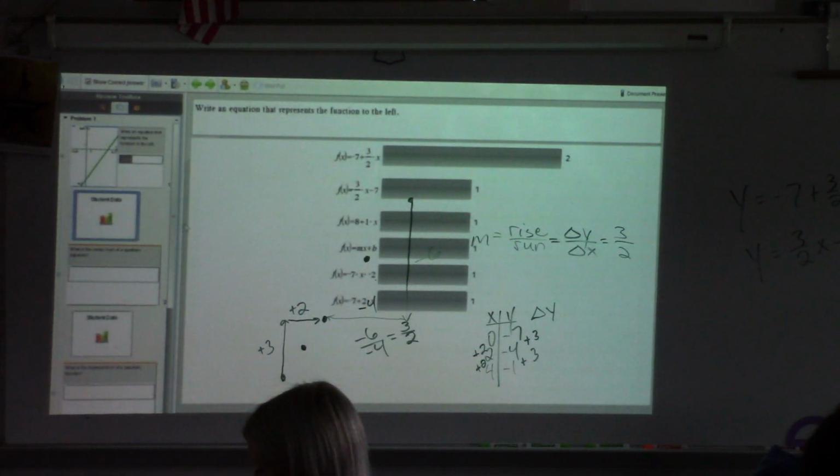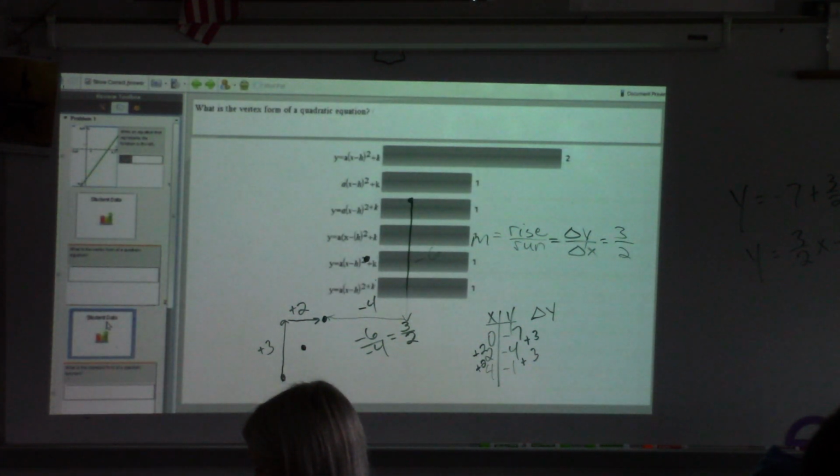Alright. Hopefully we'll move quickly through these. Vertex form, a times x minus h squared plus k.